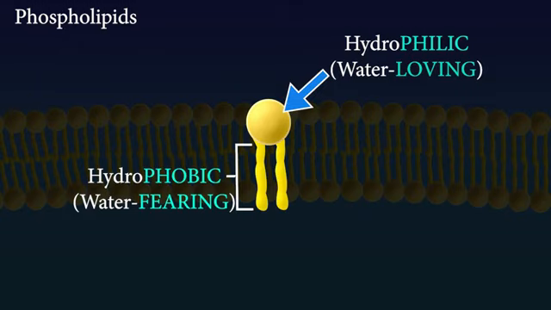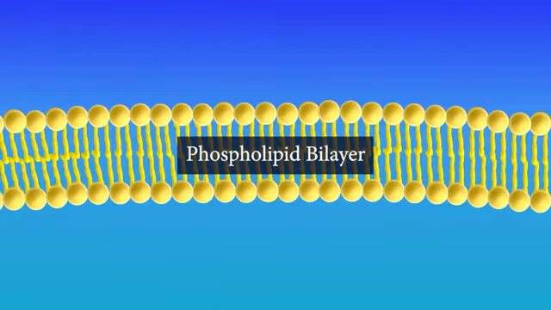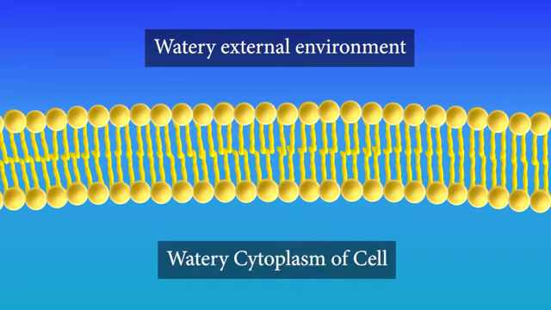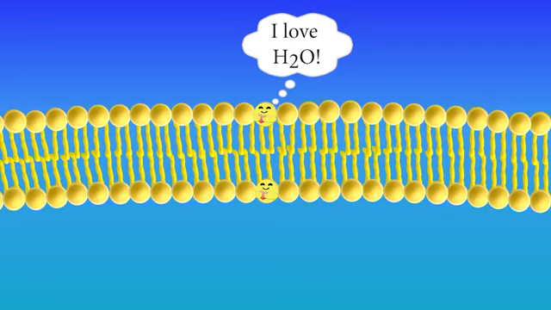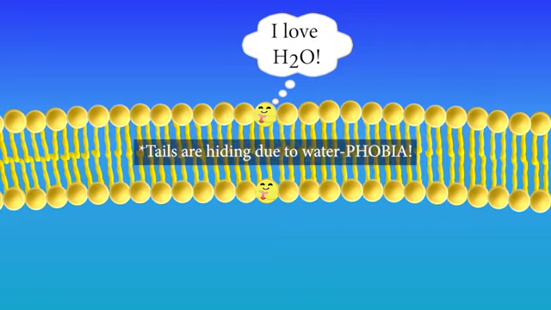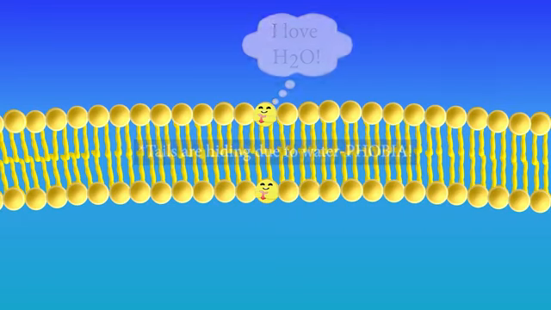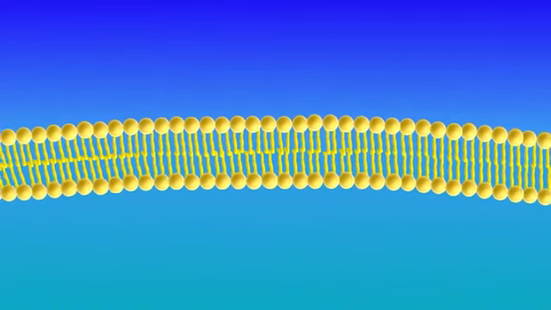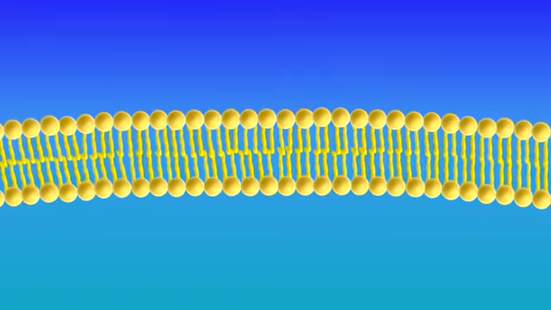Literally, hydrophobic means water-fearing. Because of these properties, phospholipids form two layers known as a phospholipid bilayer, with the hydrophobic tails facing each other and the hydrophilic heads facing the watery external environment and the watery cytoplasm inside of the cell. So the water lovers get to be next to water, and the water fearers can hide away from it. A perfect arrangement.